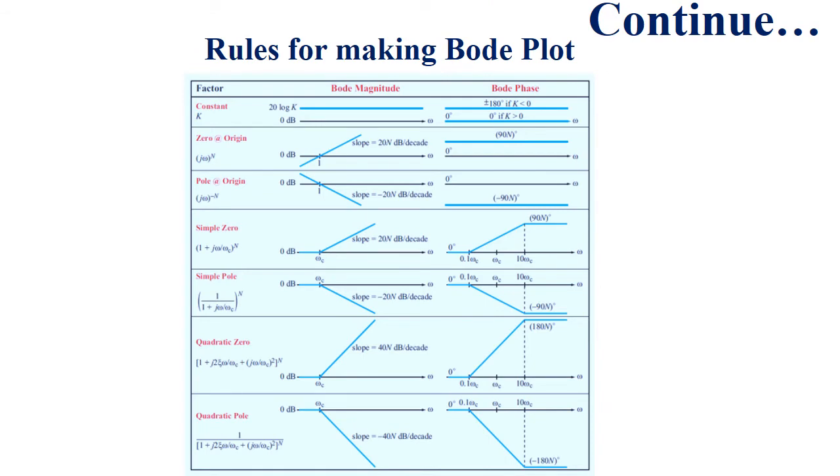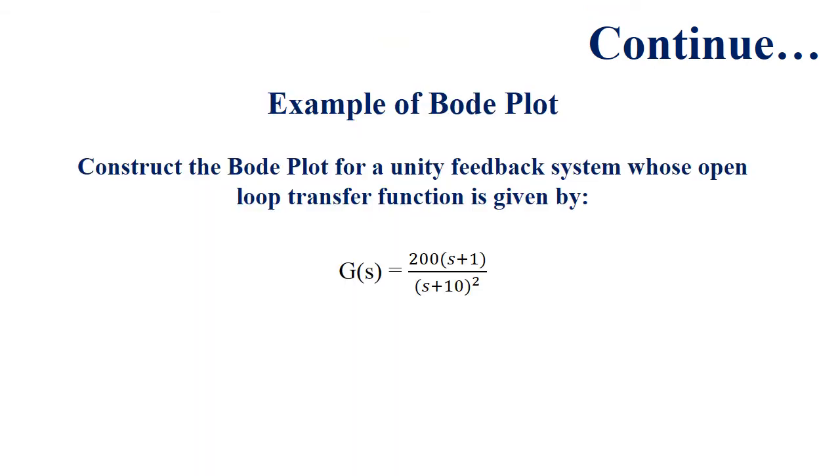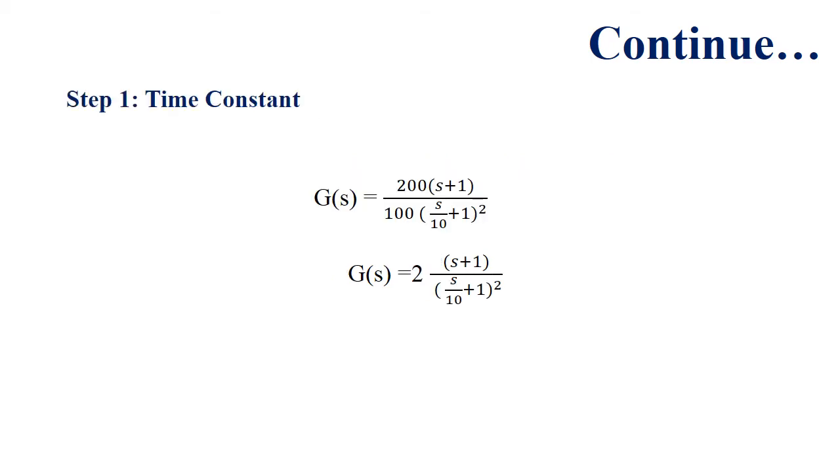Rules that are helpful for making both the magnitude plot and the phase plot according to the transfer function of the system are listed in this slide. Now moving towards the example of the Bode plot, how we can sketch the Bode plot for the open loop transfer function. The first step for sketching the Bode plot is converting the open loop transfer function into time constant form.